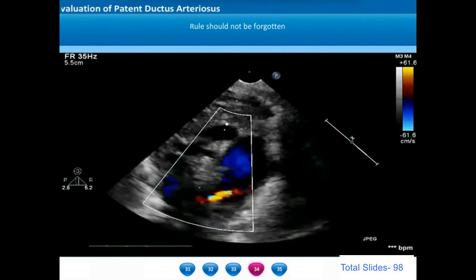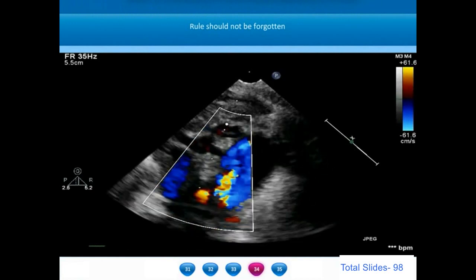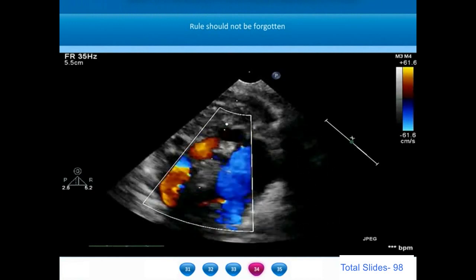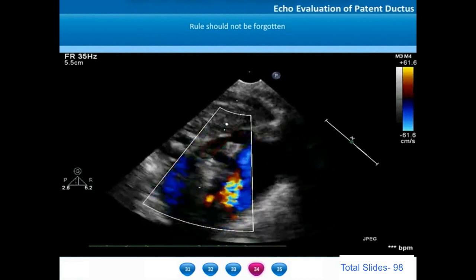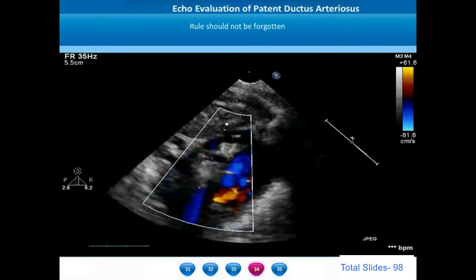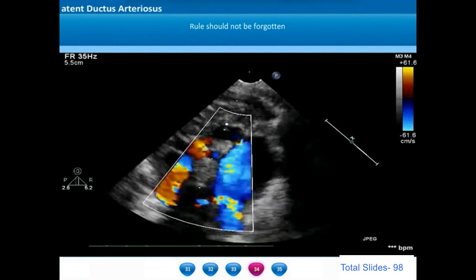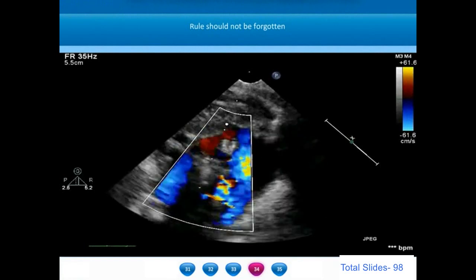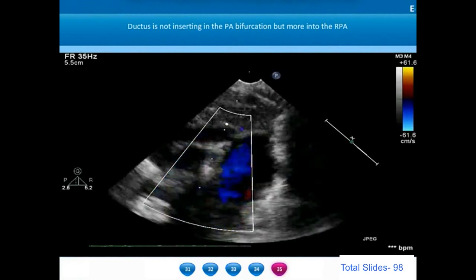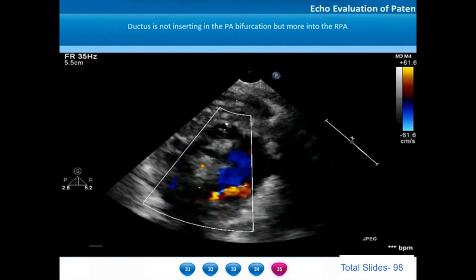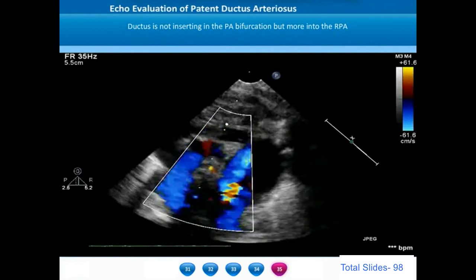The main pulmonary artery divides into the right and left pulmonary artery, and we notice the ductus inserting far more to the right side. It's almost inserting in the right pulmonary artery. So whenever a ductus is noted in these planes, it's an indicator that the ductal morphology is completely not normal. We can notice that the ductus is inserting far deeper into the right pulmonary artery rather than in the region of pulmonary artery bifurcation.